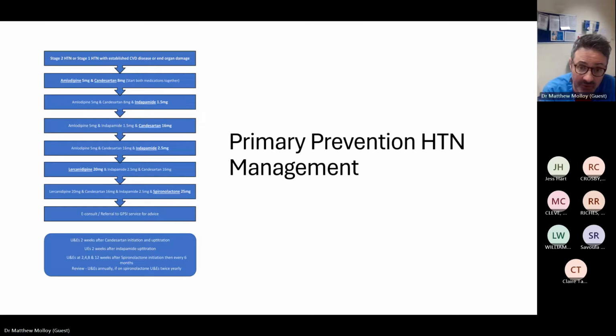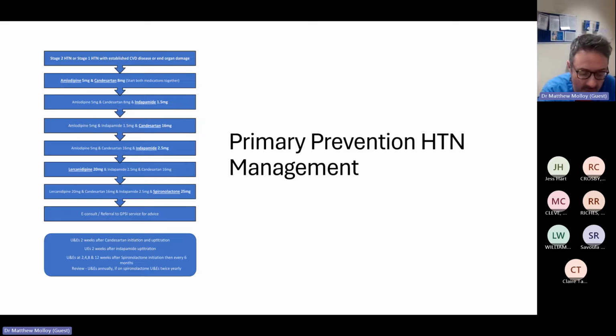If that wasn't controlling the blood pressure, we'd add in a 4th agent, and that's usually spironolactone. The BNF and NICE guidance suggest after this we can consider alpha and beta blockers, but they tend to be far less effective and efficient in reducing the blood pressure, and they do have more side effects with heart rate and also postural hypotension with the alpha blockers.